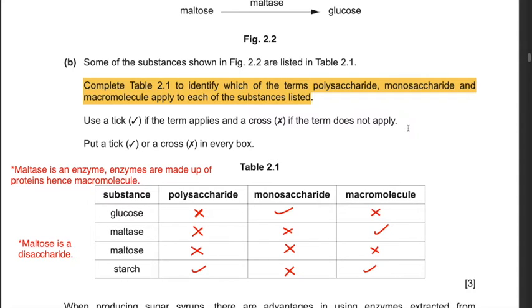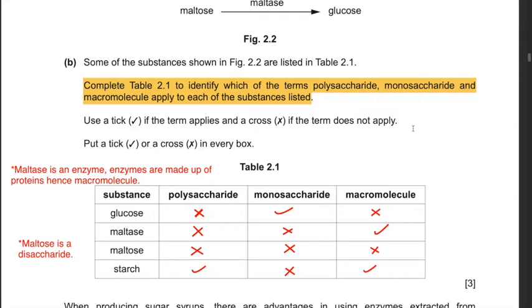Maltose. Maltose is not a polysaccharide and is not a monosaccharide. It is a disaccharide. Since disaccharide is not given, you have to put a cross under polysaccharide and monosaccharide, as well as maltose is a disaccharide and it cannot be a macromolecule. Macromolecules are those which are polysaccharides. Therefore, another cross under macromolecule.